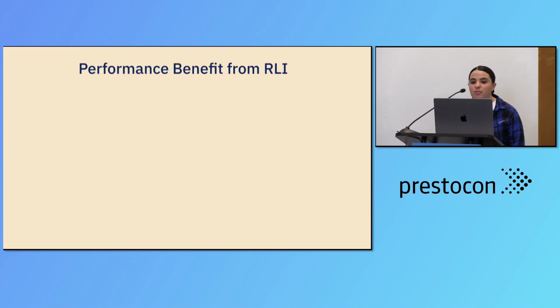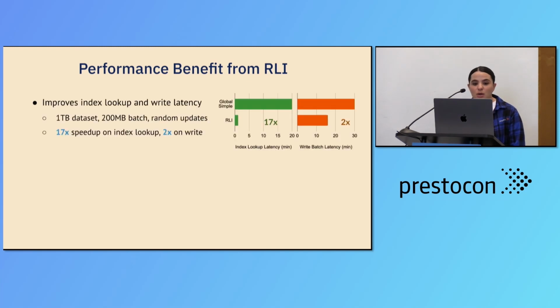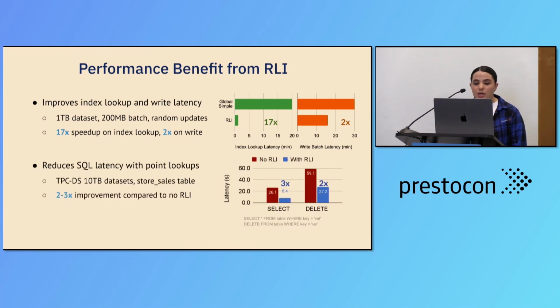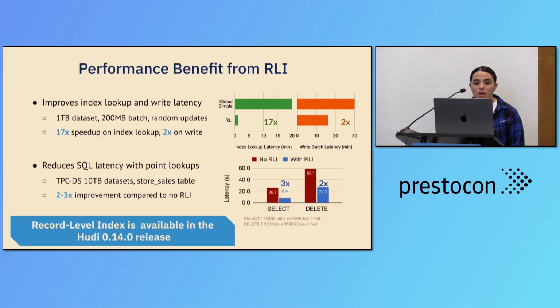So we've done a few performance benchmarks on both reading and writing to demonstrate the performance benefits of the record level index. Compared to Global Simple, the write latency was improved by 2x and the index lookup was improved by 17x. And compared to data with no record level index, the one with the record level index provided 3x and 2x in select and delete statements. So basically the SQL latency and point lookups were improved. The record level index is available in Hudi 0.14.0, and if you're interested in learning more, you can give it a try.